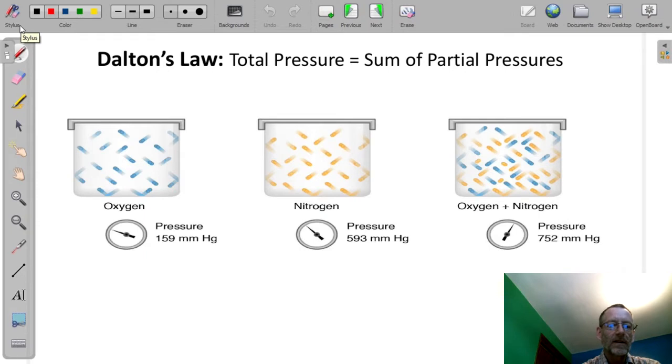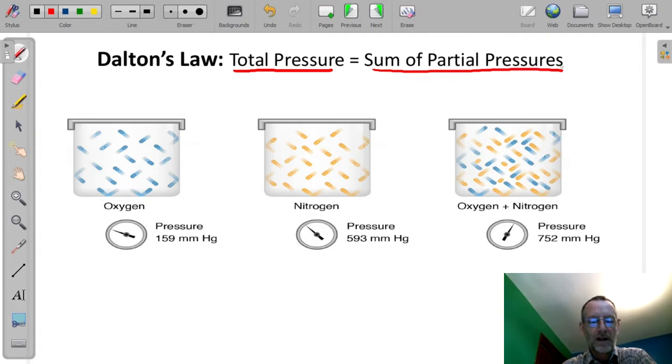So Dalton's law, remember Boyle's law, which dealt with volume and pressure being inversely related. Dalton's law says that the total pressure of a gas is just the sum of all the individual gas pressures. So in this illustration, oxygen is at 159 millimeters of mercury inside that container. That's all that's there, is oxygen.